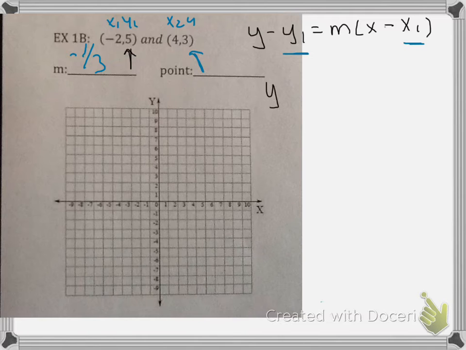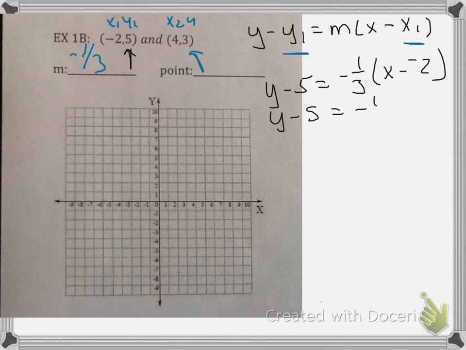Alright, so y minus 5 equals negative 1/3, open parentheses, then x minus a negative 2. Alright, and if I simplify this, this is going to be y minus 5 equals negative 1/3 times x plus 2. So there's our point slope form for if we use negative 2 and 5 as our point.